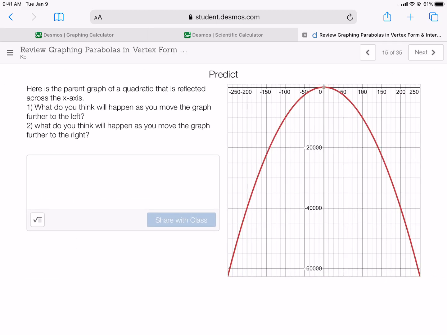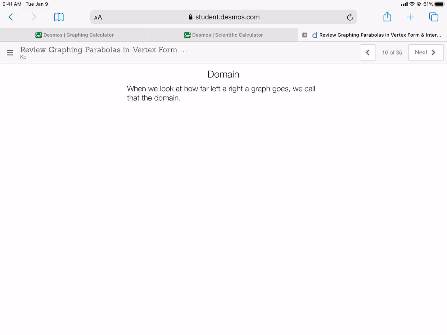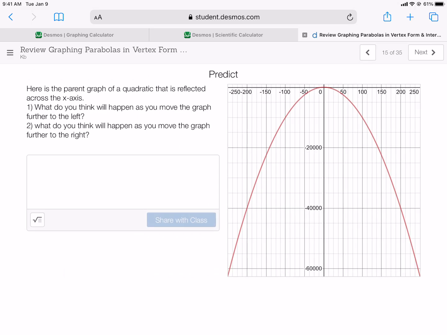and same thing here before we go into the domain value, as we go further left, the graph will continue going down. As we go further right, the graph will continue going down. So again, when we're looking at how far left and right things are going, we're looking at what the domain is. So our domain is always looking at how far left and right.